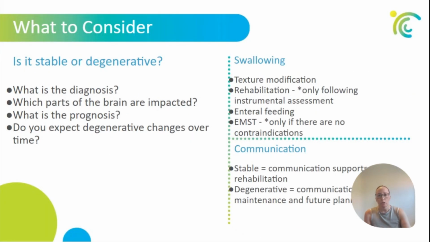When considering a neurological referral, you first need to determine if the condition is stable or degenerative. I've said this a lot, but it's so important as it dictates the potential prognosis and treatment goals that you will set. Stable conditions, such as a previous stroke, may allow for more improvements due to neuroplasticity, with the primary goal being functional gains over time. In contrast, degenerative conditions like MS or Parkinson's will have a poorer prognosis, and they carry an expectation of future functional decline. Therefore, we need to shift our focus to communication maintenance and proactive future planning rather than rehabilitation.